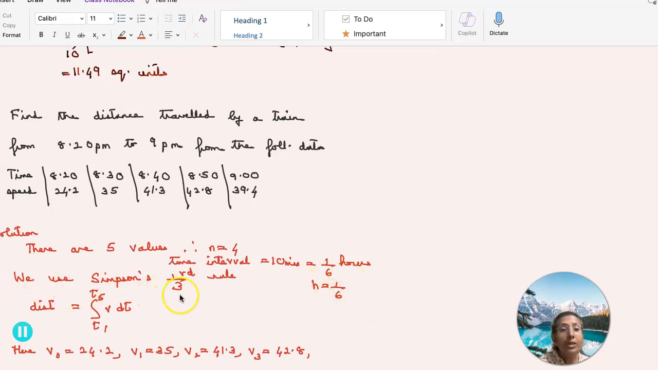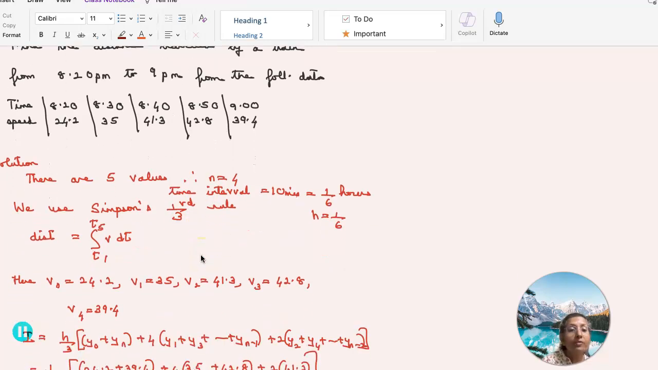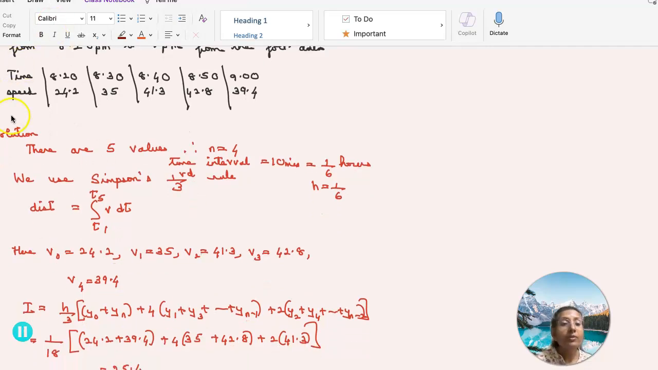So we use Simpson's 1/3 rule. So distance will be integral t1 to t5 v dt. Because we are given the speed, you get the distance by integrating the speed. So you are given v0 as 24.2, v1 as 35, v2 as 41.3, v3 and v4. And using Simpson's 1/3 rule, because n has to be a multiple of 2, I equal to h by 3 [y0 plus yn plus 4 times (y1 plus y3 plus yn minus 1), the odd numbers, plus 2 times (y2 plus y4 up to yn minus 2)].